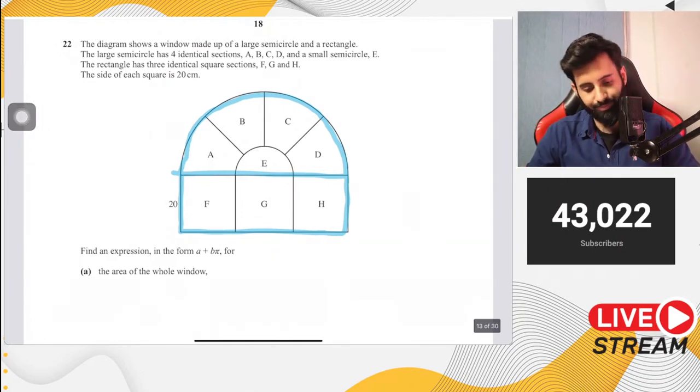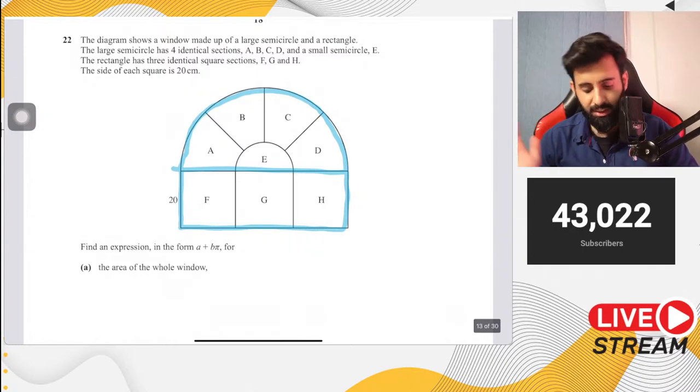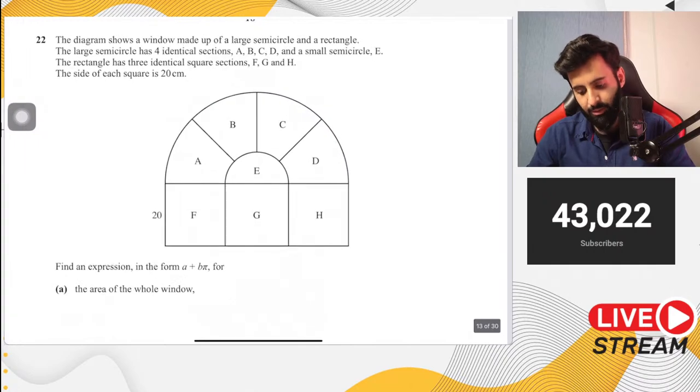Now, if you don't understand it after reading once, just read it again. Keep on reading it till you understand it. So I'm going to read it again for you guys.